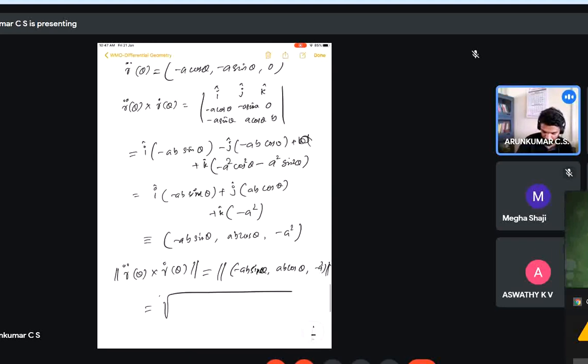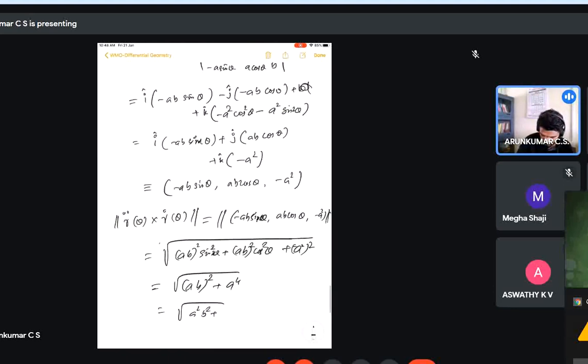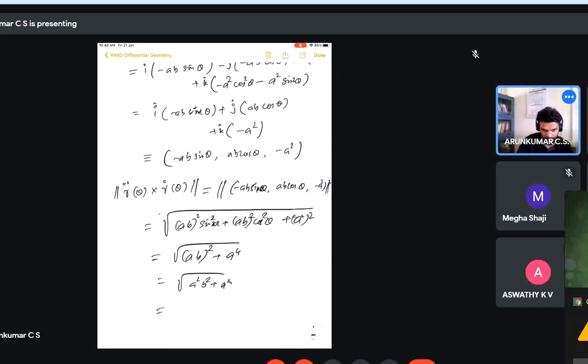This is equal to square root of a square b square sin square theta plus a square b square cos square theta plus minus a square whole square. So this is again sin square theta plus cos square theta; you can take out a square b square, and sin square theta plus cos square theta is 1. So that is square root of a square b square plus a raised to 4. You can pull out a square, and the square will go out. So it will be mod a.